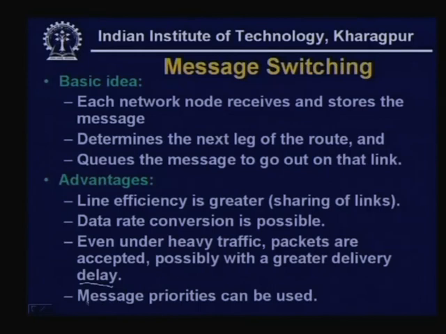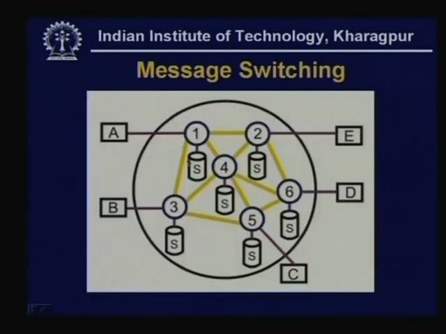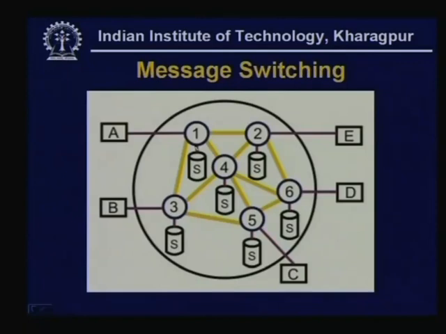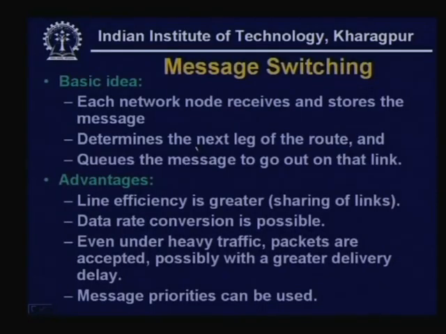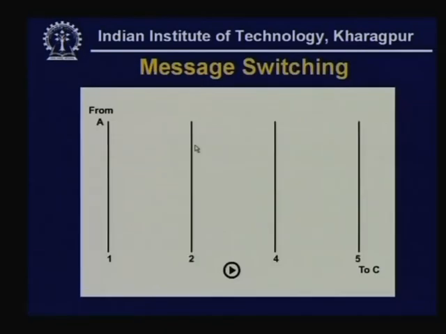And another important characteristic is that whenever the messages are queued and stored in the storage, it is possible to assign some priority to them. That means the high priority traffic, real time traffic, can be given higher priorities and they can be sent fast before simple data traffics can be sent. So these are the advantages of this message switching technique. And obviously, let us see how exactly it occurs.